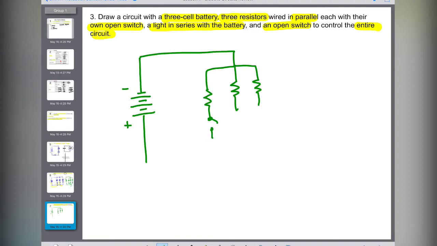And they each have their own open switch. And then I have a light bulb in series with the battery. So that means with the battery, I have another light bulb, either at the top or the bottom, as long as it's just in series with the battery. And then I have an open switch that controls the entire circuit. See, I'm going to close this up.